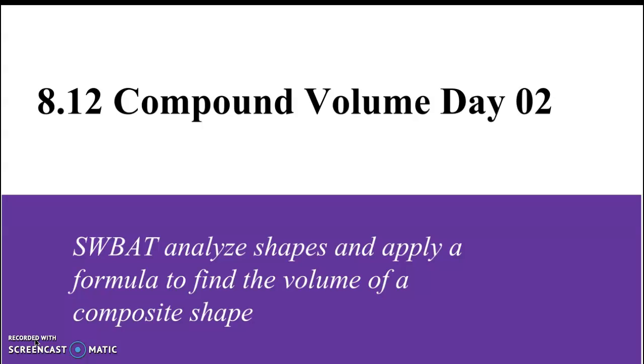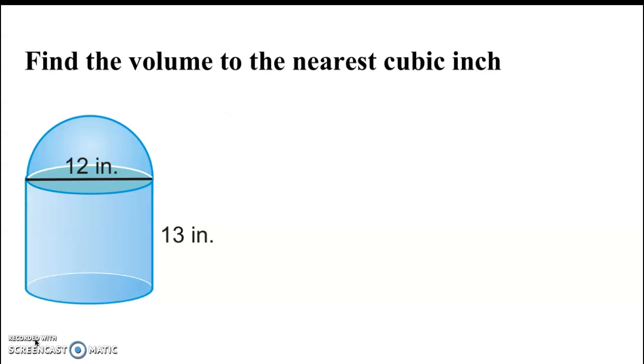Your objective is that students will be able to analyze shapes and apply formula to find a volume of composite shapes. Now, yesterday our main focus was on rectangular solids, and today we're going to focus on these composite three-dimensional shapes that are made up of a cylinder and sphere, or half of a sphere, something like that. So please go ahead. I want you to pause the video, copy this example, make a sketch of this in your notebook, and we're going to start working on this question.